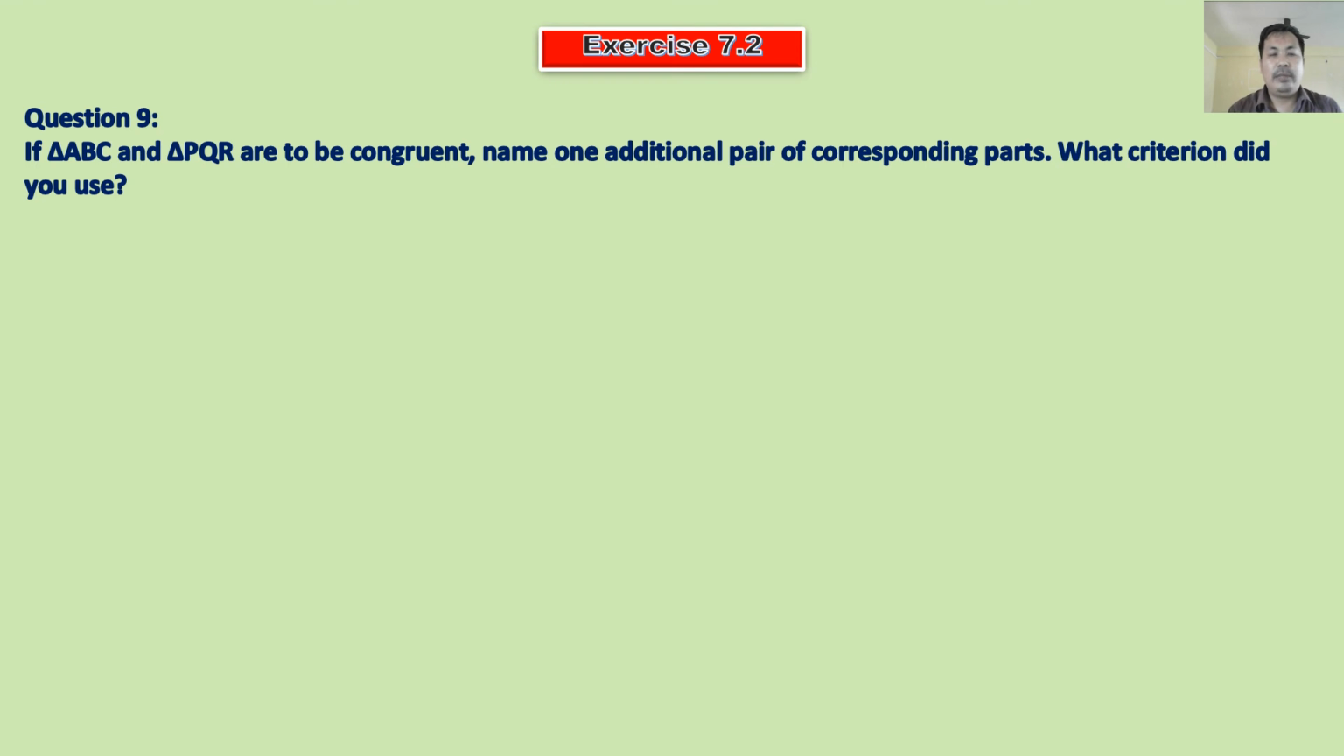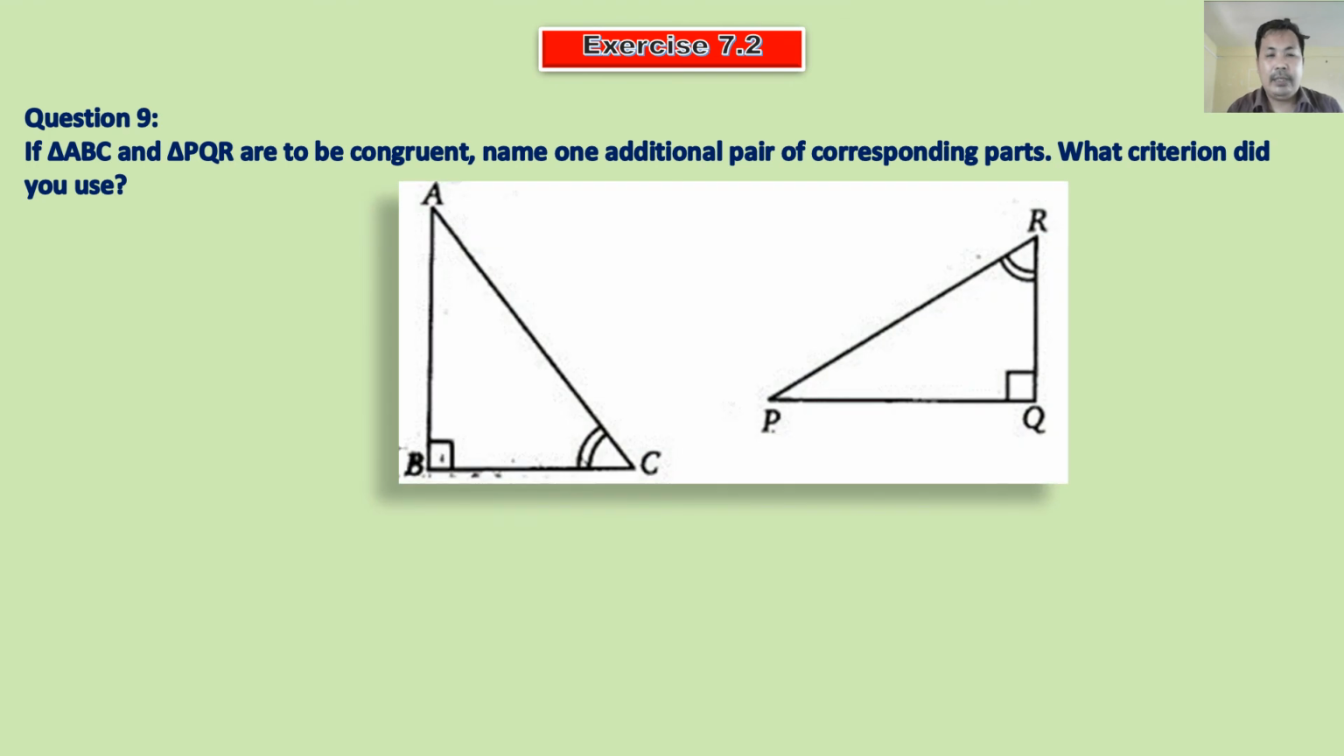We have question number 9. In question number 9, we have: if triangle ABC and triangle PQR are to be congruent, name one additional pair of corresponding parts. What criterion did you use? So let us see. The given diagram is here, ABC and PQR. So in the solution, let us see.